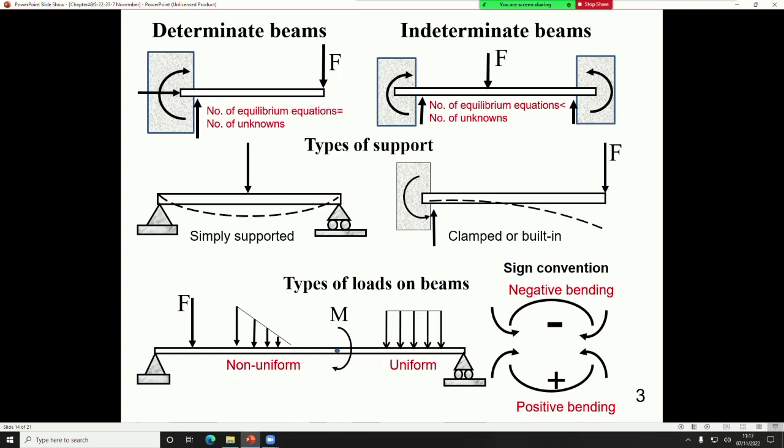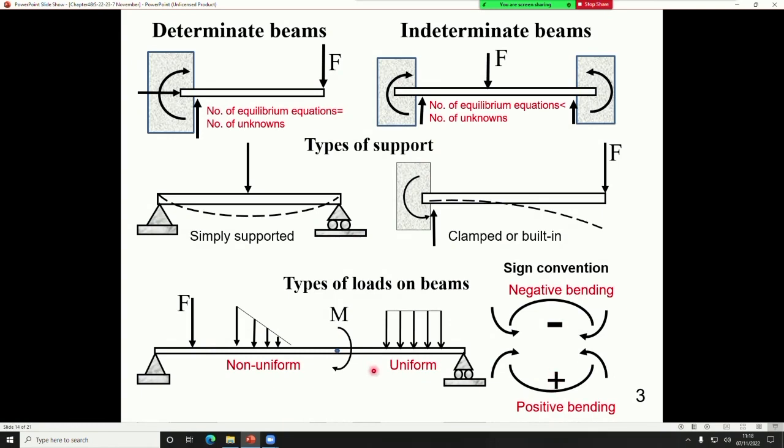Yes, please. Can you go to the sign convention? Of course. So when I'm applying the moment, you can see one of these bending moments is clockwise and one of them is anti-clockwise. So we don't say it is positive or negative based on that. We say it based on the shape of the beam. As you can see, this bending moment is considered negative because the top part of it is convex and the bottom one is concave. Now look at this one. This one at the moment, the top one is concave and the bottom one is convex.